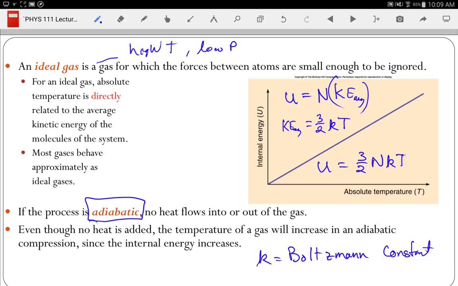Adiabatic is not the same as constant temperature. Because imagine I have a gas, and I compress the gas really quickly. If I do it really quickly, no heat can flow. But if no heat flows and I compress it really quickly, we said that the temperature has to go up. The temperature went up because the energy that I put into it went into making the molecules move faster. But I didn't have any heat flow out. I didn't have any energy lost from heat flowing out.